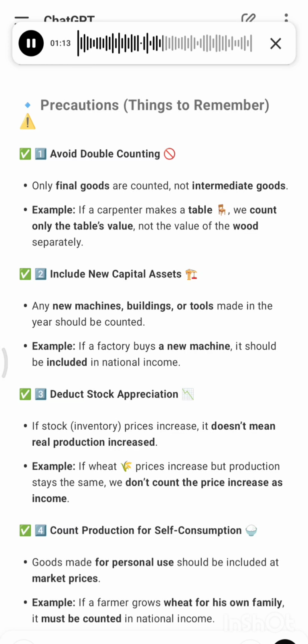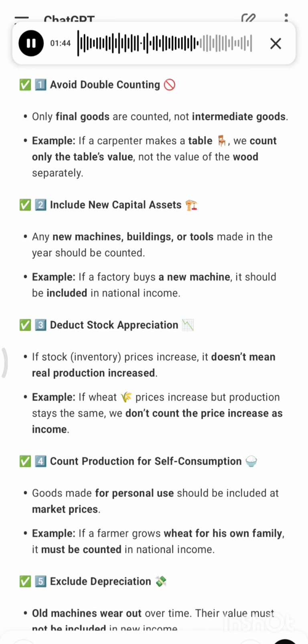2. Include new capital assets. Any new machines, buildings, or tools made in the year should be counted. Example: if a factory buys a new machine, it should be included in national income. 3. Deduct stock appreciation. If stock, inventory prices increase, it doesn't mean real production increased. Example: if wheat prices increase but production stays the same, we don't count the price increase as income.